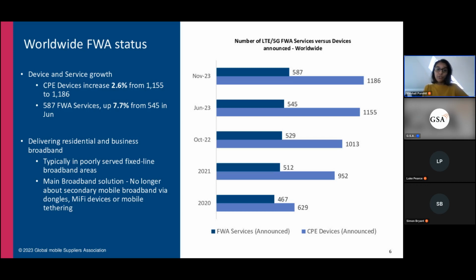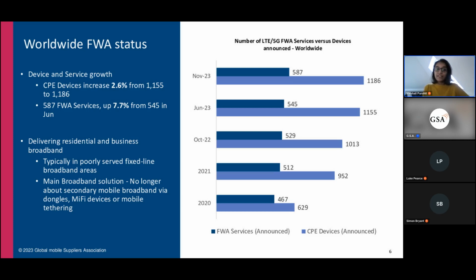Now, looking to our GAMBOD database, which is where we can find the most up-to-date information on the number of CPE devices and fixed wireless access services by operators. 2021 saw a significant number of CPE devices being announced, growing 52% from 629 to 952 during the year. While momentum slowed a little going into 2022, in the first 6 months of the year, we saw the number of devices available jump 26%, up from 1,013 to 1,155 in June.